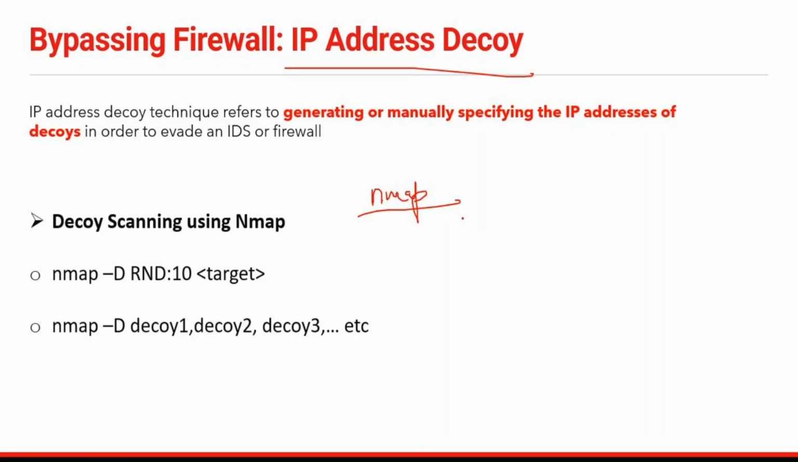What Nmap does is send packets to the target from multiple spoofed IPs. Spoofed IPs means fake IPs or copied IPs. So the target system logs multiple scanning attempts, which makes it difficult to determine the actual source. The attacker's real IP address is hidden among the decoys, right? So the command is nmap -D RND:10, that means random 10, and the target IP.